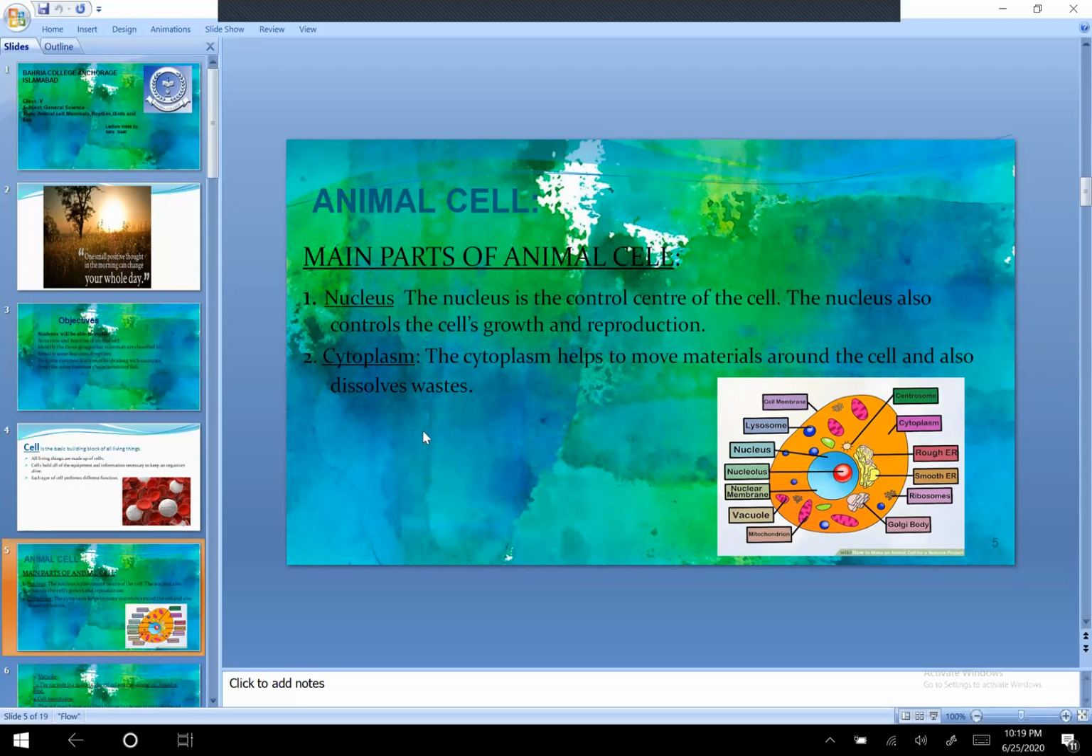Okay. Now come to the cytoplasm. Cytoplasm helps to move materials around the cell and also dissolves waste. Children, this orangish colored liquid you can see over here. What is that? That is cytoplasm.